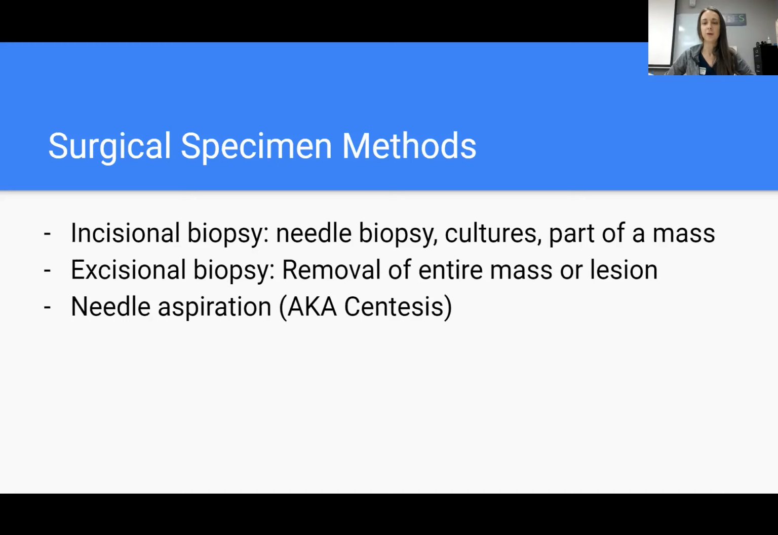So needle biopsy cultures, and then what your book doesn't really say, a piece of a mass. So there could be a tumor and it's so big they don't want to take the whole thing yet. They just want to take a little part of it and send it to pathology to figure out what it is. Those are all types of incisional biopsies. After that, excisional, this one is nice and simple in your book. It describes it perfectly, just the removal of the entire mass or lesion. So we're not leaving anything else, we're excising all of it. That one's nice and easy.